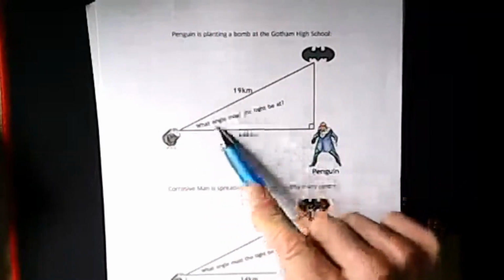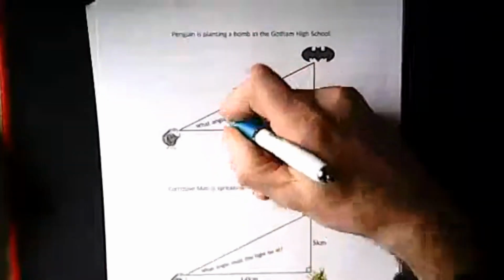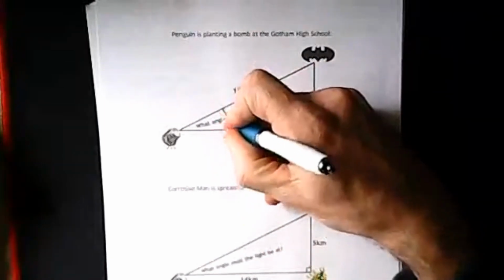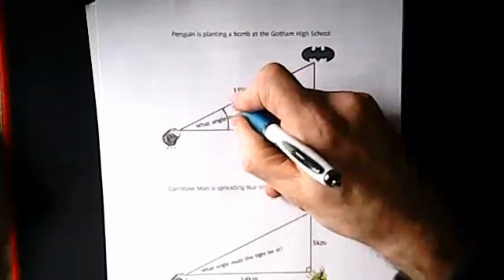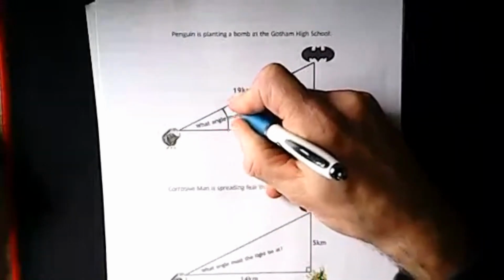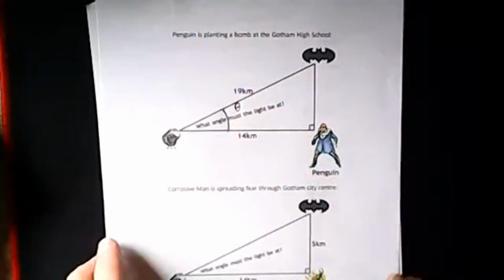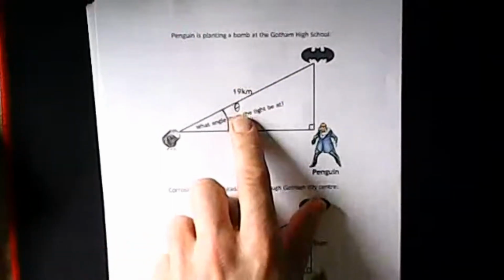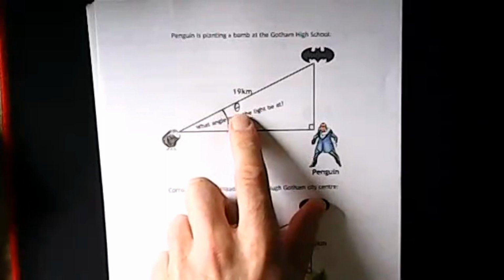Okay, so we need that angle there. So if we mark that angle in, and again you can call it any letter you want, but I quite like using the correct Greek letter theta. Okay, a missing angle in maths is a theta. It's just a missing angle, nothing to worry about. Okay, so what do we do now? Just like before, label everything you've got.